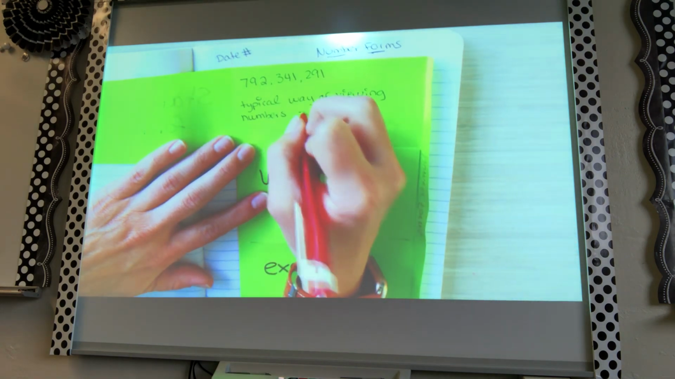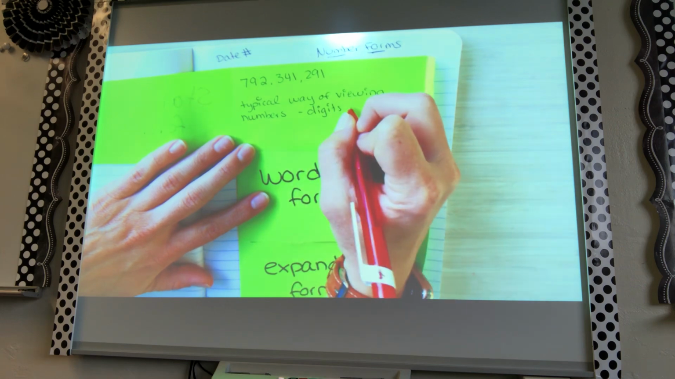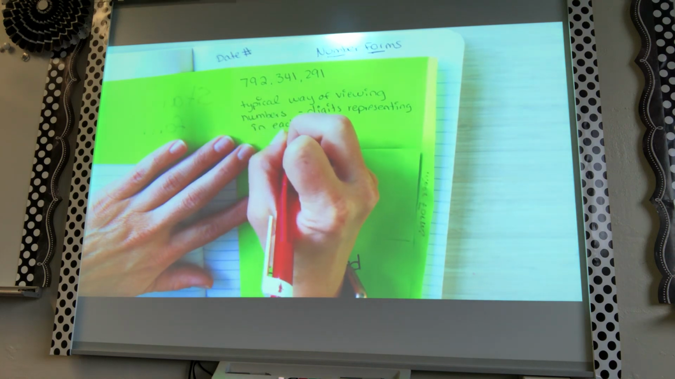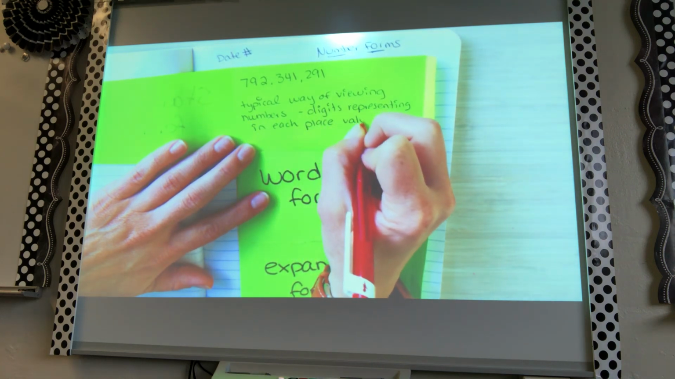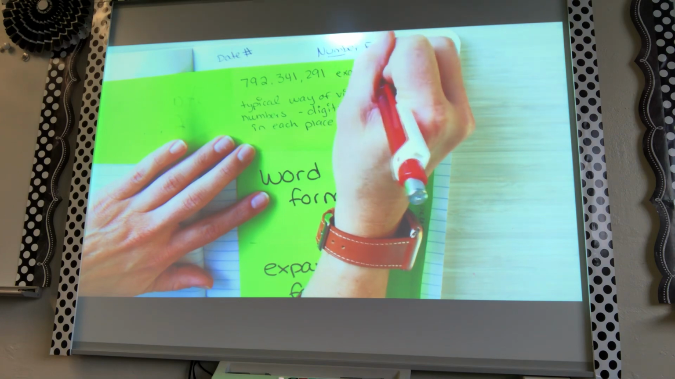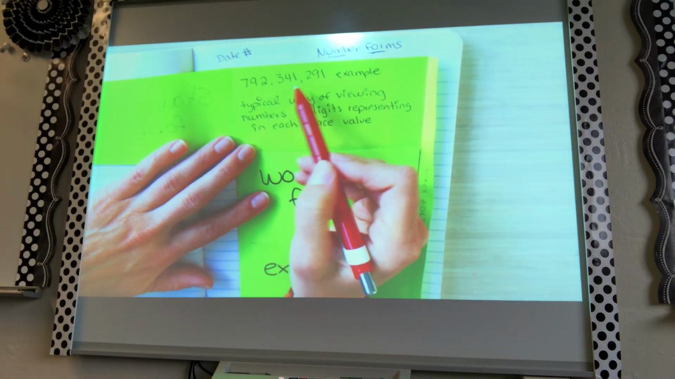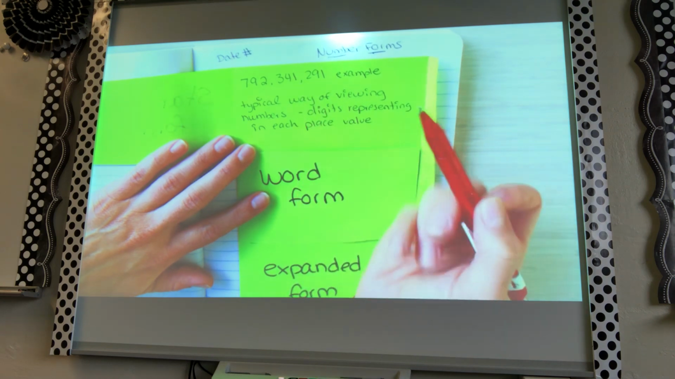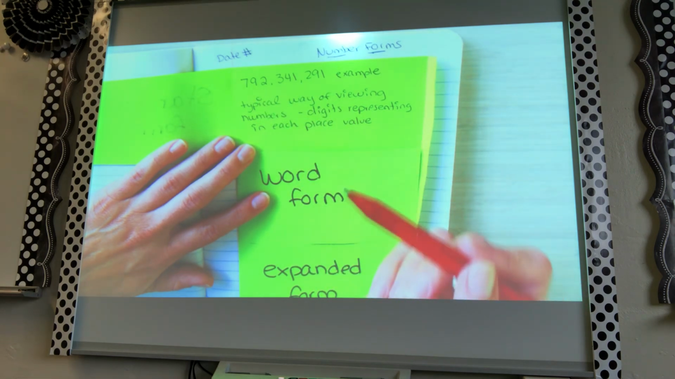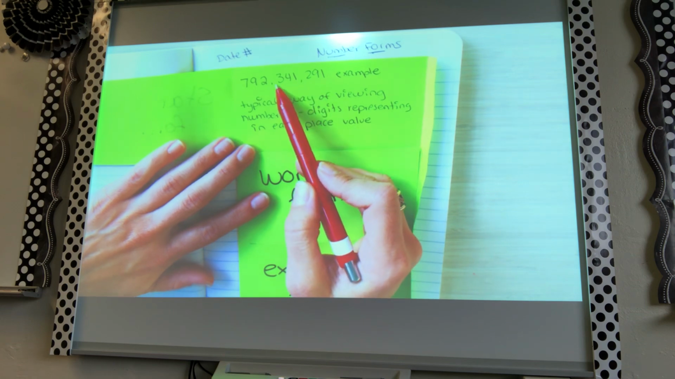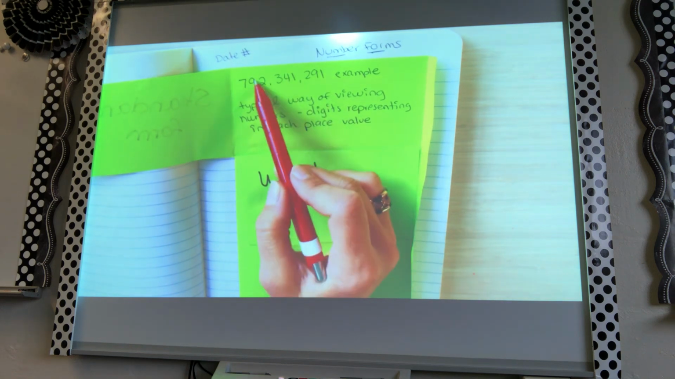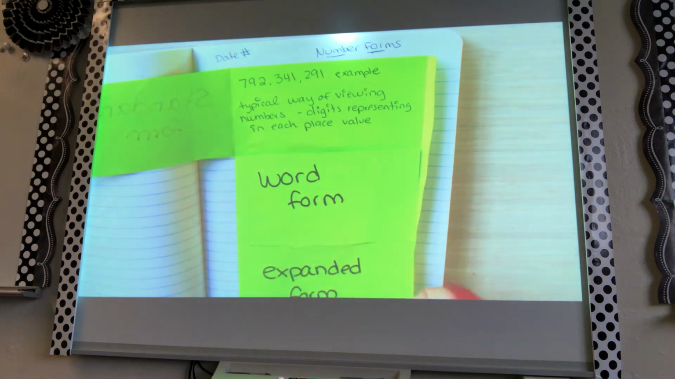So I have digits representing each place value. And that is standard form. So this is just an example up here of how you would write in standard form. So I'm separating each of those 3 digits with a comma because I have place value that I need to make sure I know which digit goes with which place value. So I know if I have 3 digits, then I'm moving on to a different period. So for example, this is the ones period, thousands period, millions period, and then I could do billions period, and so on and so forth.